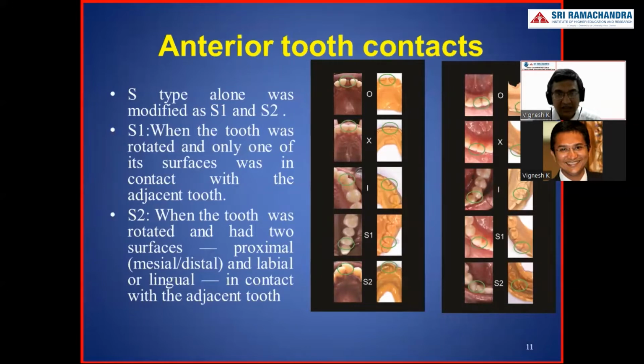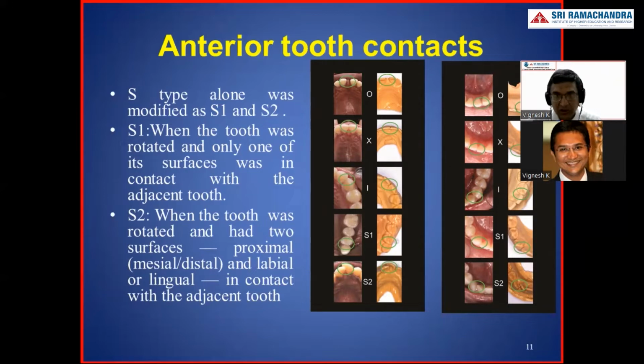As mentioned, the anterior contacts were classified into the S type alone as S1 and S2, while O, X, and I were retained. S, as mentioned earlier, was S1 when the tooth was rotated and only one of its surfaces was in contact with the adjacent tooth, while S2 was used when the tooth was rotated and had two surfaces, that is, the proximal and labial or lingual, in contact with the adjacent tooth.